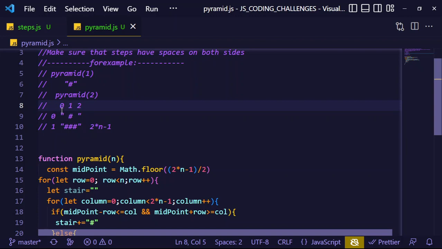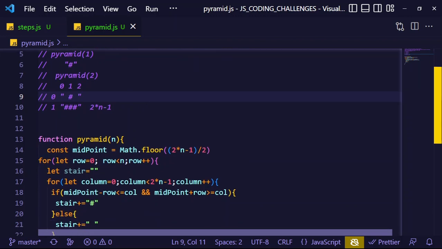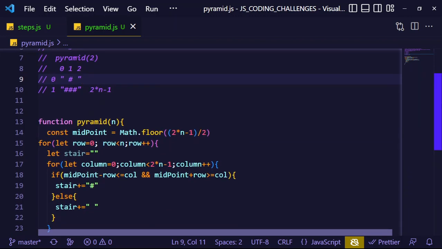Okay, so in this column having a 0, in this column having a 1, and this column having a 2, this row having a 0 and 1. Right, so what's the midpoint for this? In this example here, the midpoint would be 1. 1 is the midpoint here. Okay, this column here is our midpoint.